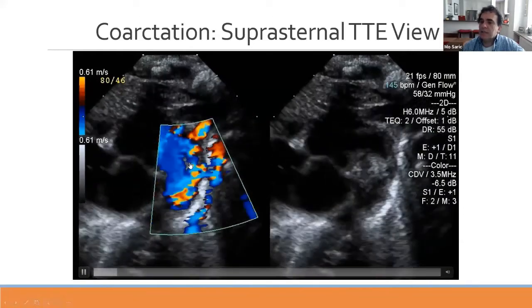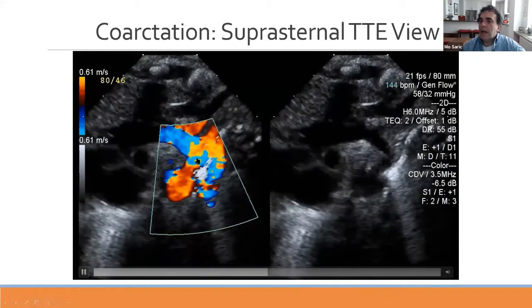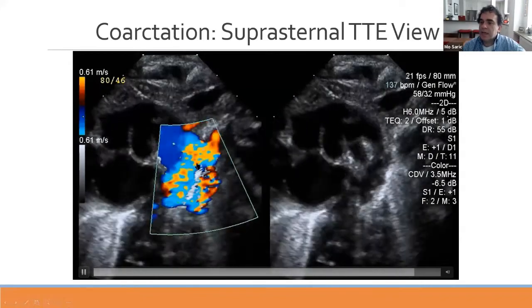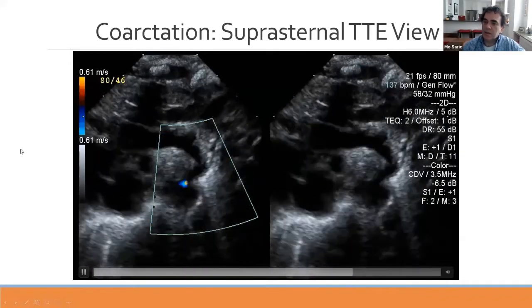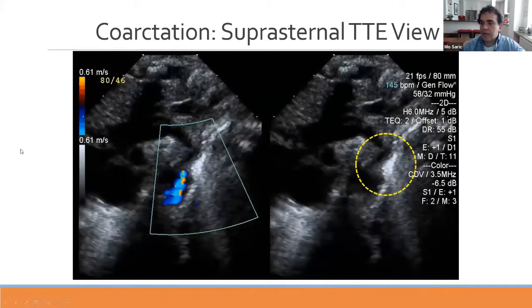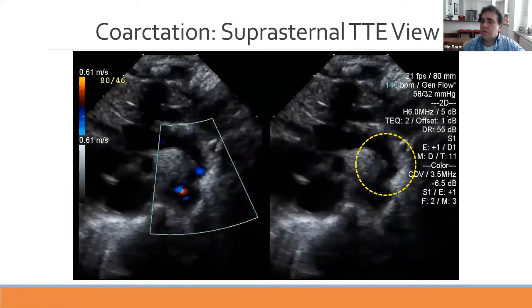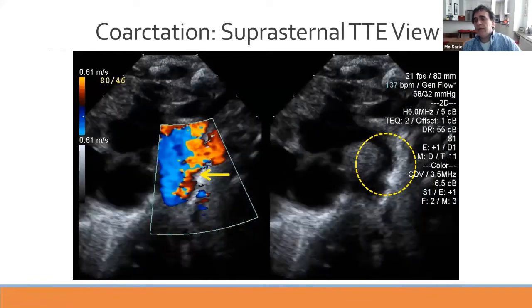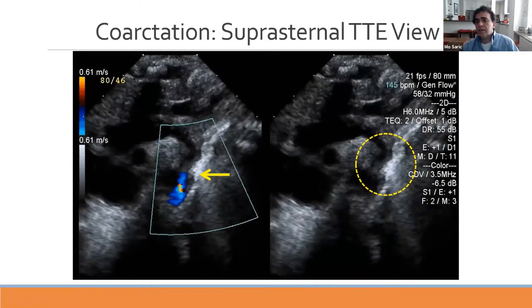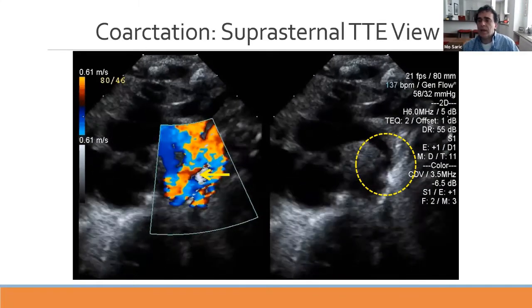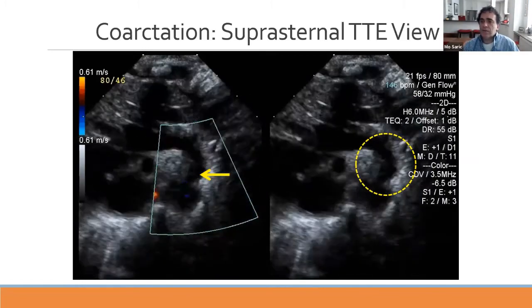This is just the ductal level with the flow acceleration as well as the diastolic runoff. That's the location of the coarctation on the suprasternal transthoracic view. And the arrow points to the flow acceleration in systole as well as the diastolic runoff.